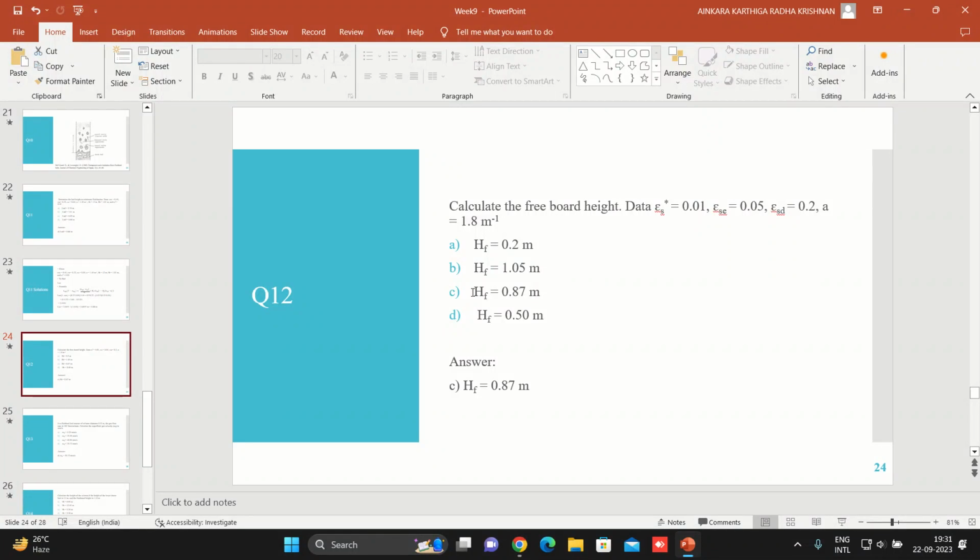We'll go to question 12. In question 12, it is asked to calculate the freeboard height. So the data given are epsilon S star, which is 0.01, and epsilon SE, which is 0.05, and epsilon SD 0.2, and A, it is 1.8 meter inverse.